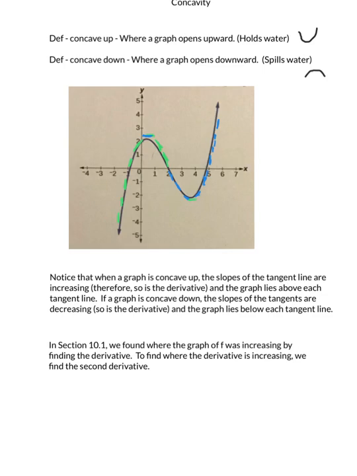In section 10.1, we learn how to find where the graph of function f was increasing or decreasing by finding the derivative. To find where the slopes of the tangents, which is the derivative, is increasing or decreasing, we use the second derivative.